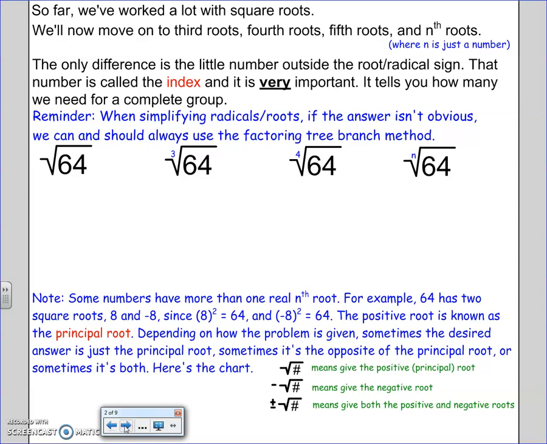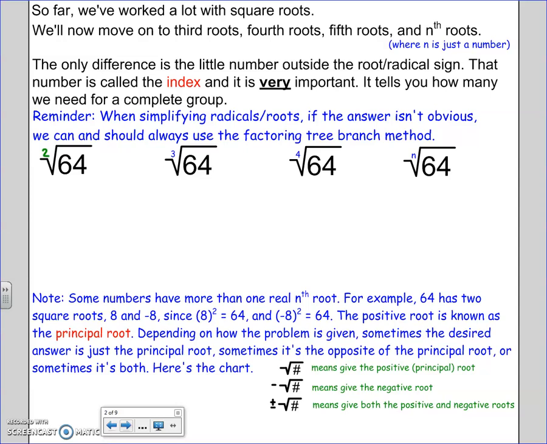So the only difference is that little number outside the root or radical sign, and that number is called the index, and it is a very important number. It tells you how many we need for a complete group. So a reminder, when simplifying radicals or roots, if the answer isn't obvious, we can and should always use the factoring tree branch method. So for square root of 64, technically there's a 2 right here. That's the index for square roots, but we use square root so often, we stopped writing that. It's become the default. We need pairs, 2 of a kind.